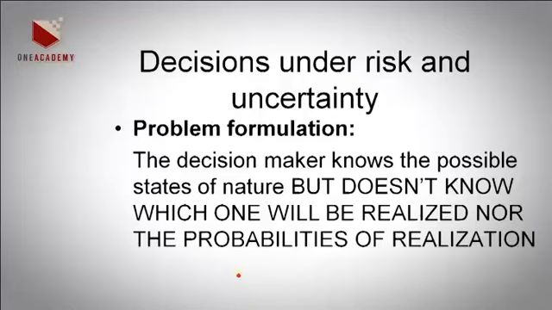Next is decisions under risk and uncertainty. It is an important and probably the most typical case. It is when the decision maker knows the possible states of nature, but does not know which one will be realized, nor does he know a probability estimation for the realization of each state of nature. So basically, we do not know any probabilities. So what do we do now?